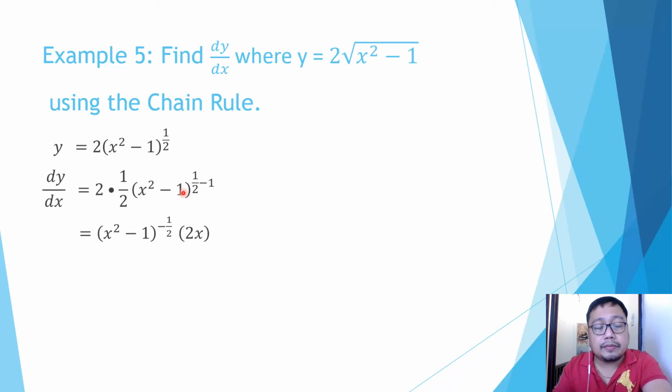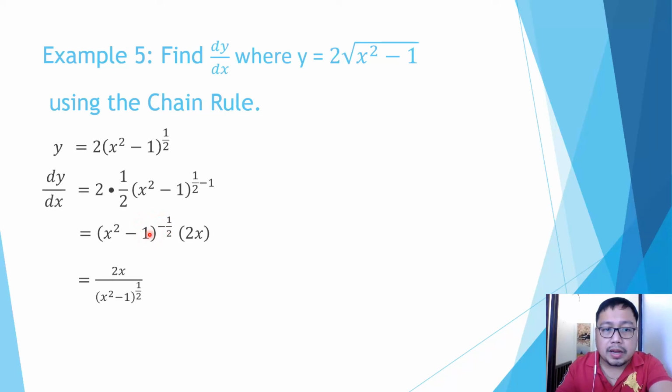So now we have 2x. The negative exponent, change to a positive exponent and bring it down to the denominator, that will give you a power of positive 1/2. And then let's rewrite this term into radical form, which will give you 2x over root (x squared minus 1). This is our final answer.